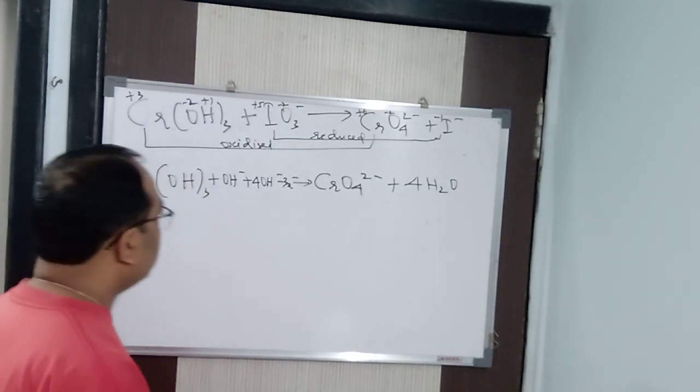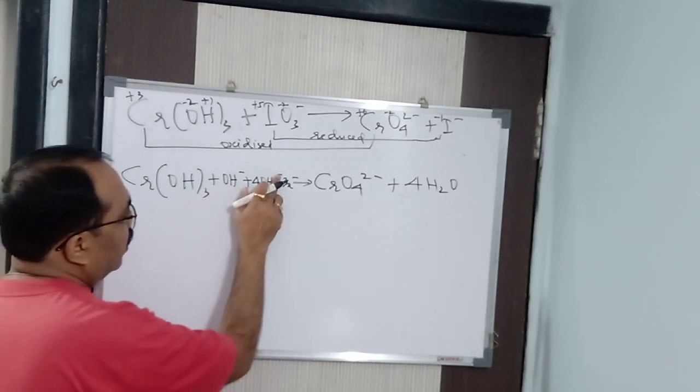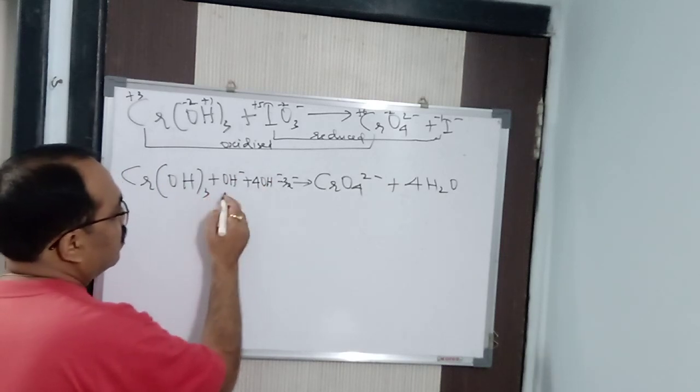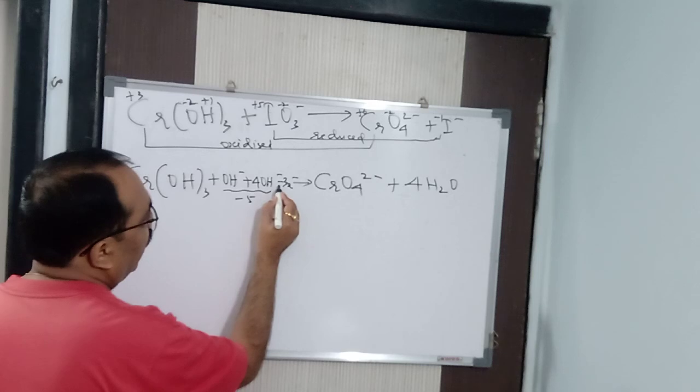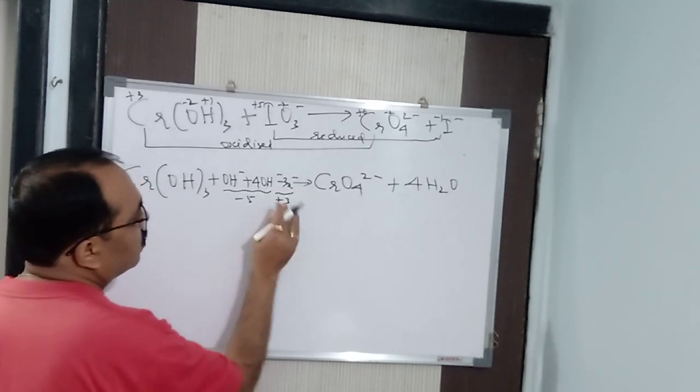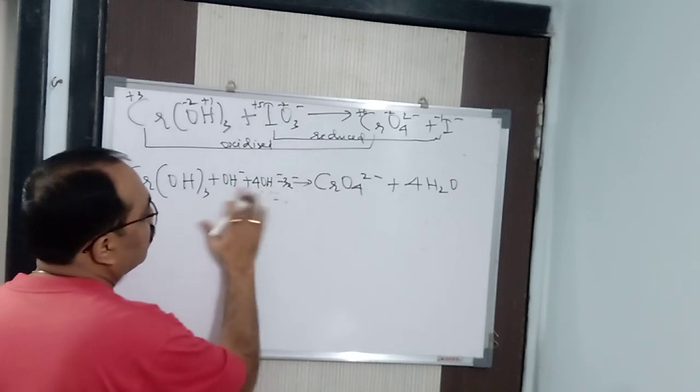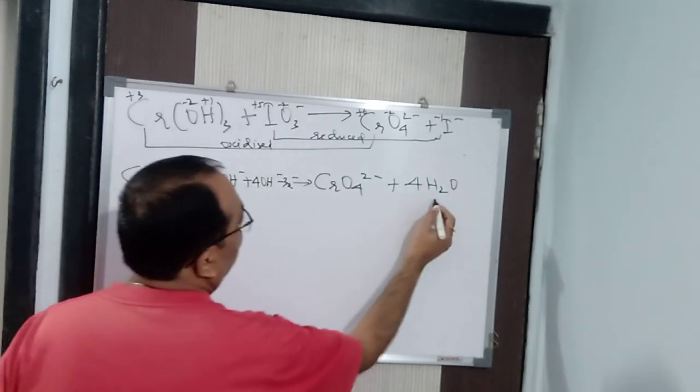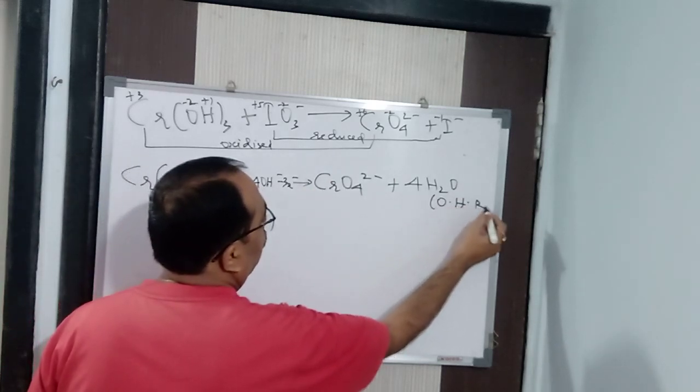Balanced. Again I repeat, see here. Minus 1 plus into minus, it is minus 4. Minus 4 minus 1, this one is how much? Minus 5. And this is minus into minus, it is plus, so plus 3. Minus 5 plus 3 is how much? Minus 2. Here also it is minus 2. Balanced. Alright. So this is known as the oxidation half reaction.